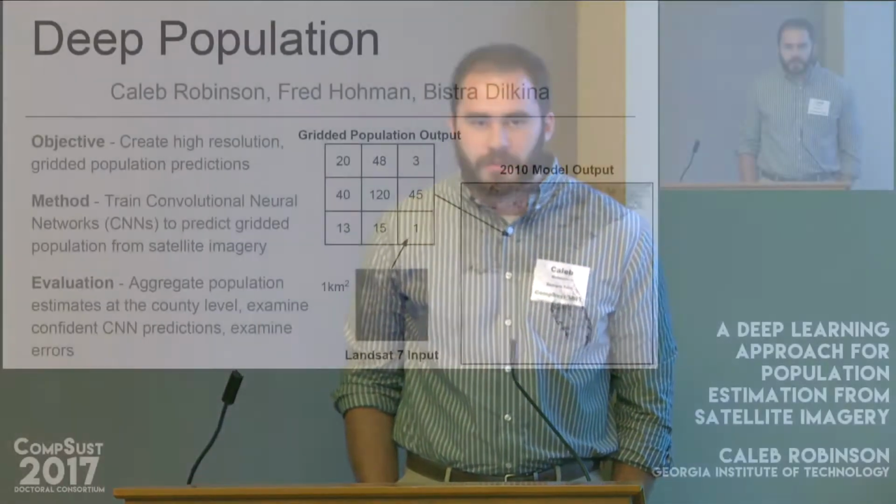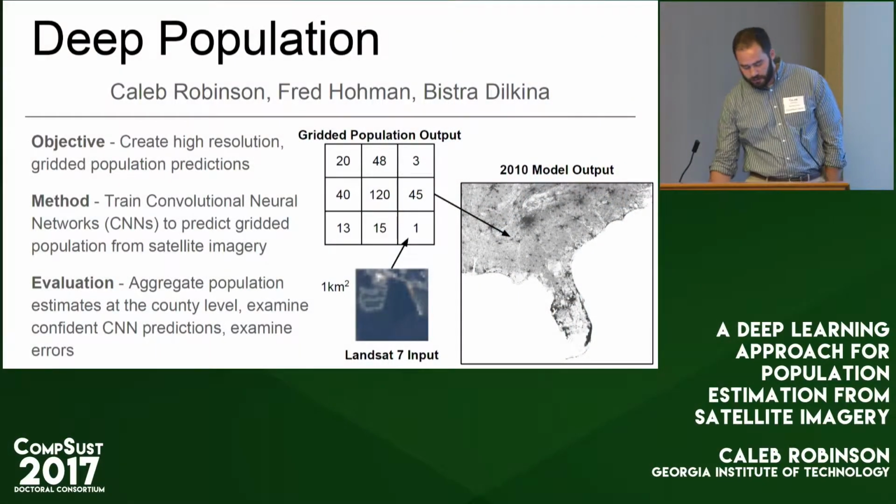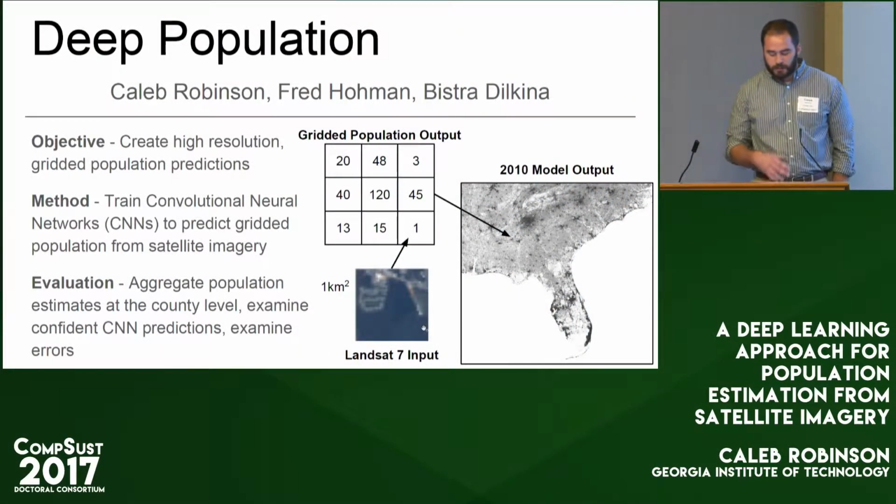We train convolutional neural networks to directly regress the population of 1 kilometer grid cells all over the United States. So an example of how this works is this figure here over on the right. You have this 1 kilometer squared satellite imagery. You feed that into your trained model and get a population prediction. And then you do this population prediction for every kilometer squared in the entire US and get this population surface.